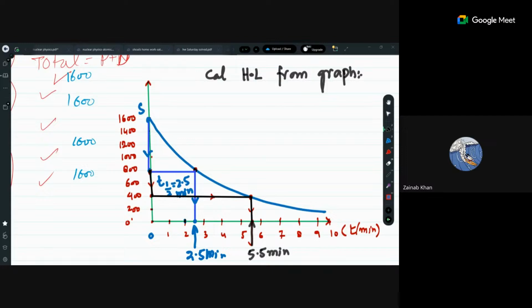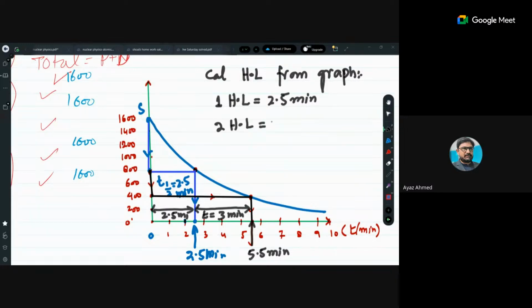Yes, sir. इसका मतलब ये हुआ कि this time is the time of second half life, so it is 5.5 minus 2.5, तो ये 3 minutes का half life time हो गया. This is the first half life time, so this is your 2.5, है ना? So I will calculate that first half life is equal to 2.5 minutes. The second half life is equal to 3.0 minutes. It's your choice if you want to calculate third, but no issue at all.